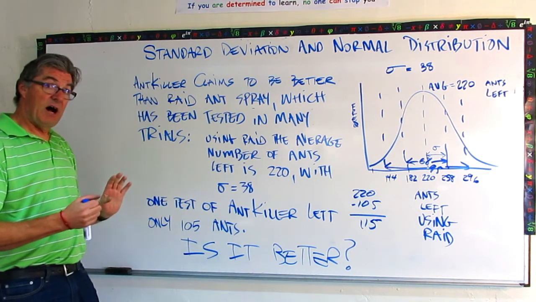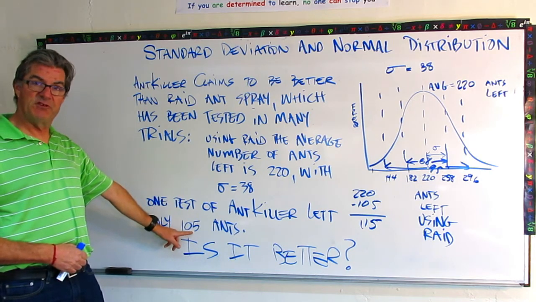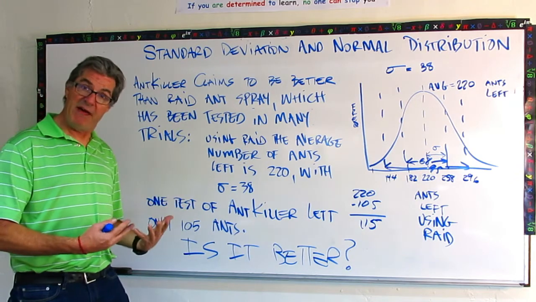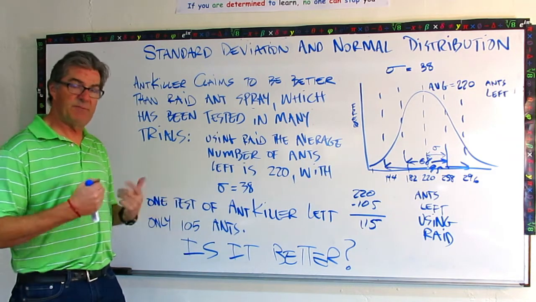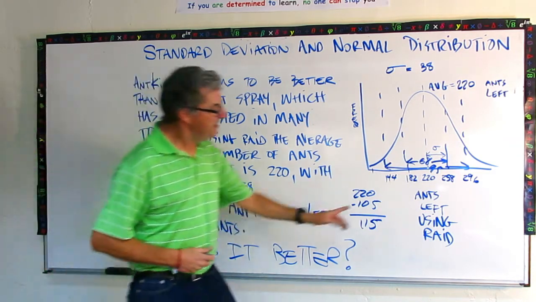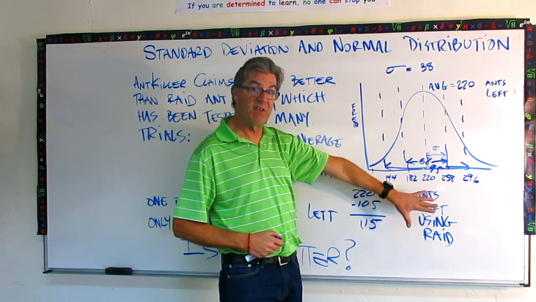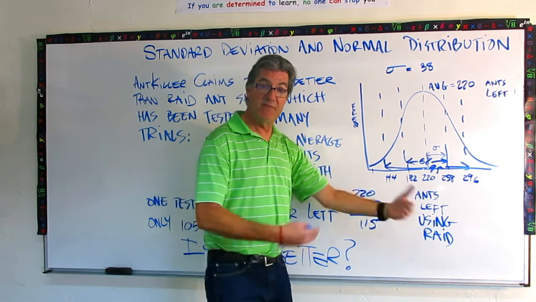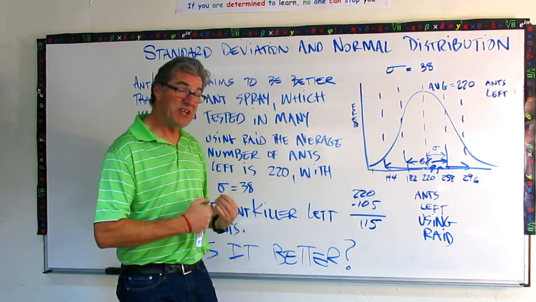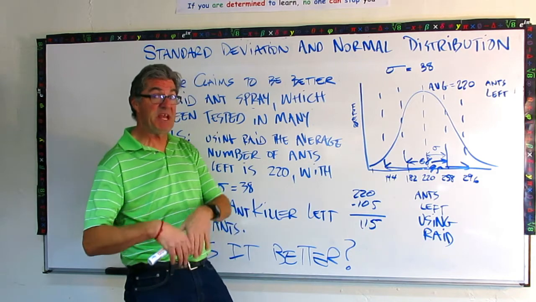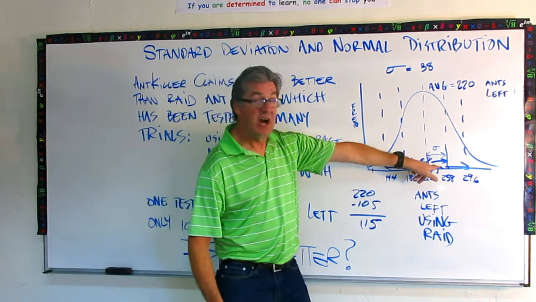On the flip side, if ant killer left, let's say, 200 instead of 220, at first you might think, yeah, that's better. That's good. Well, 200 is great, it's better than Raid. That's 20 fewer ants in my house. However, 220 is right in there. So that number could very easily be explained by sampling fluctuation in the Raid data. So even though it is less, it's way too close to the mean. It's within 1 standard deviation, so we can't really explain that as being different than Raid. Maybe the next trial we did with ant killer would be 20 on the other side.